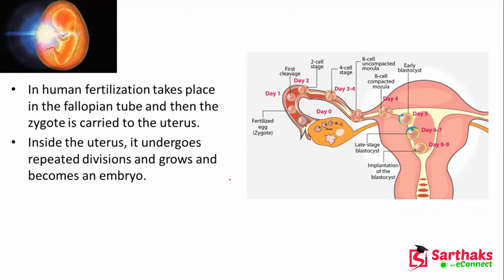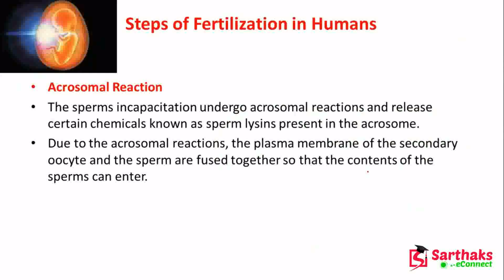Now, in humans, fertilization takes place in the fallopian tube. This is the fallopian tube. The fertilization process takes place in the fallopian tube, and then the zygote is carried to the uterus. This one is the uterus, and inside the uterus it undergoes repeated divisions, grows, and becomes an embryo.